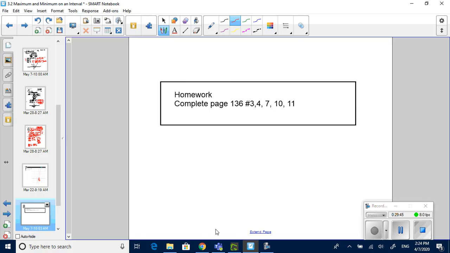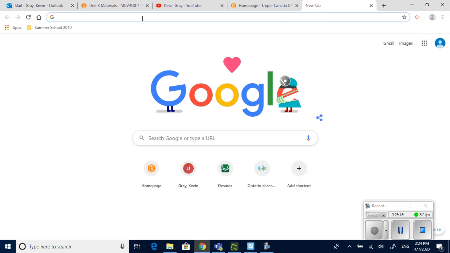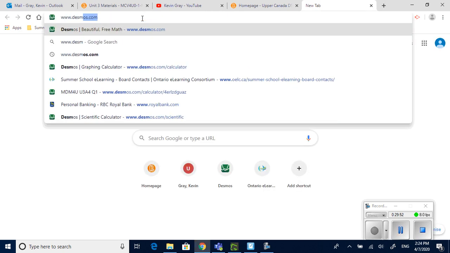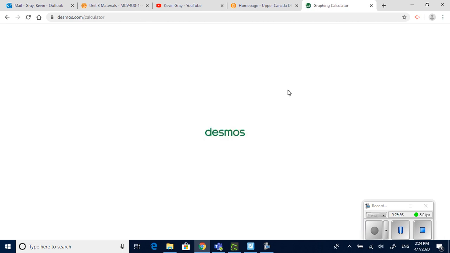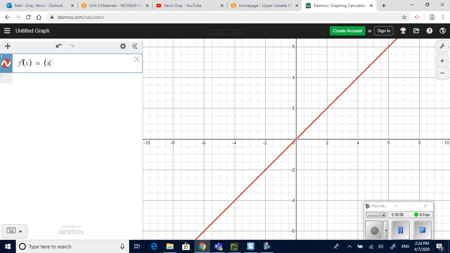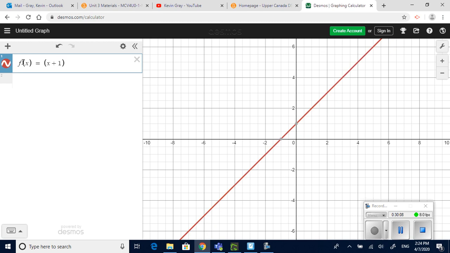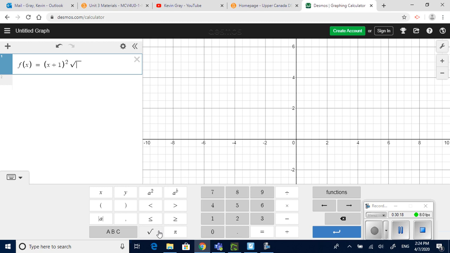We can meet again on Thursday and answer some homework questions, but I am going to call up Desmos and show you how to use it as a calculator here. Oh, it opened fast. That's good. Okay, so my original function, f, it's x plus 1 to the 2, and then I'm going to use my keyboard.